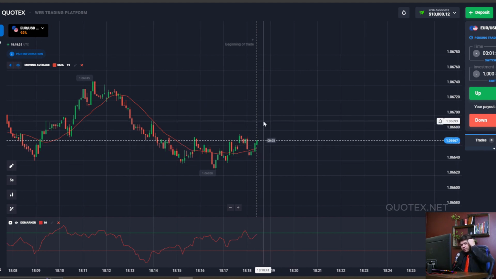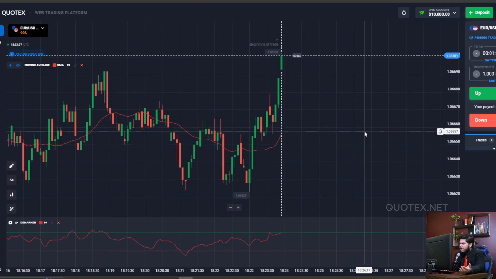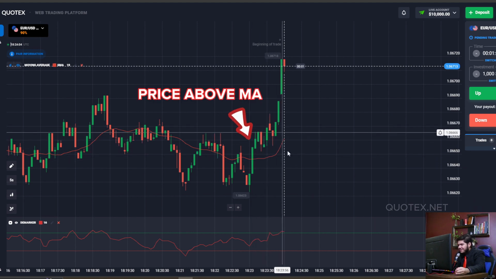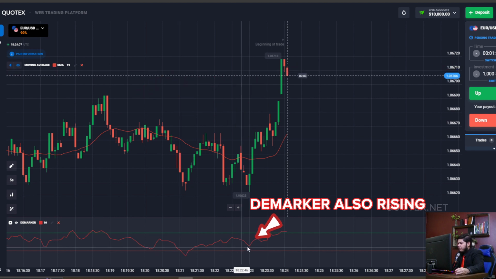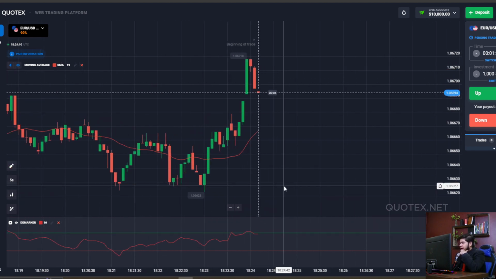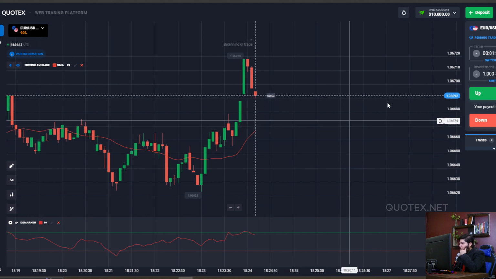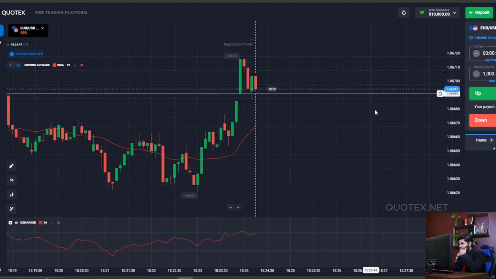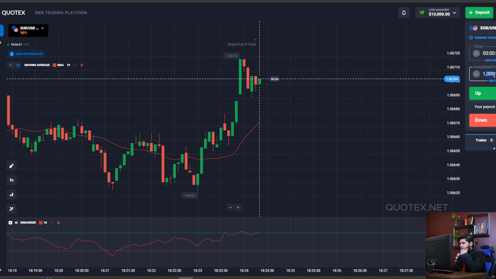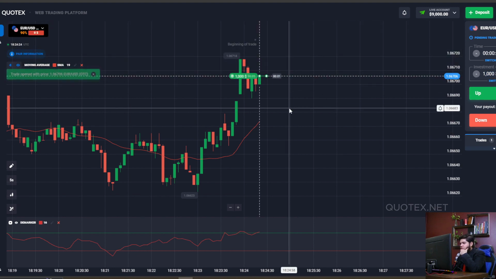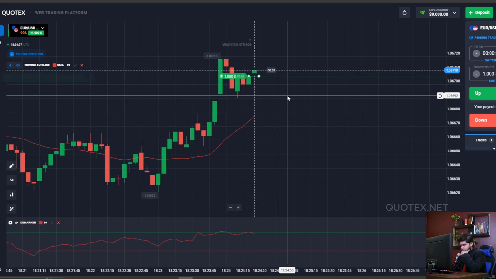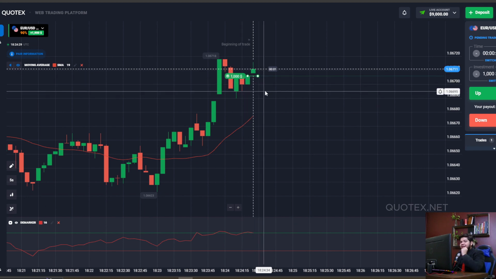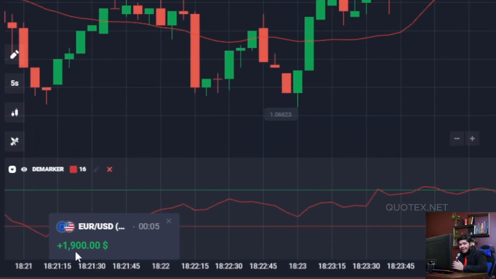So now let's get back to the trading. So here you can see the price is currently above the moving average and the DeMarker is also rising since the start. So here I am planning to buy the trade with $1,000 on the 5-second time frame. So let's wait. Alright, so right now I'm in the long trade, and here you go. The price is above and we just generated $900 on this single trade.